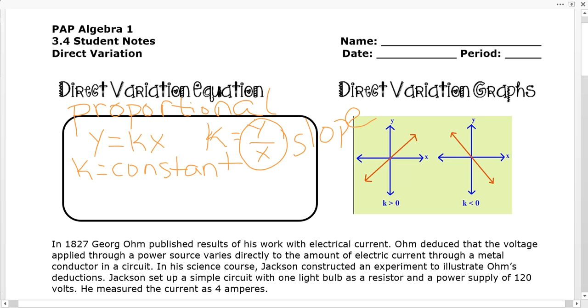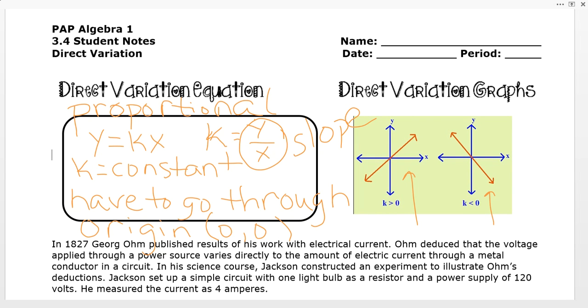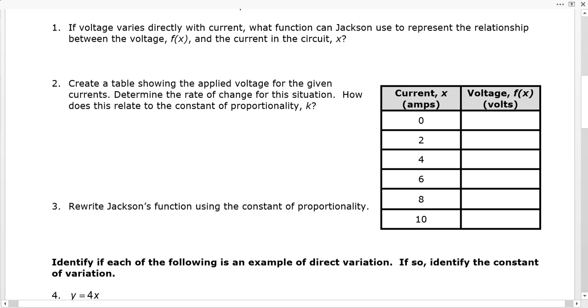Things about direct variation equations, they have to go through zero, also known as the origin. And the graphs over here show you that k can be positive or k can be negative, and it changes the slope.